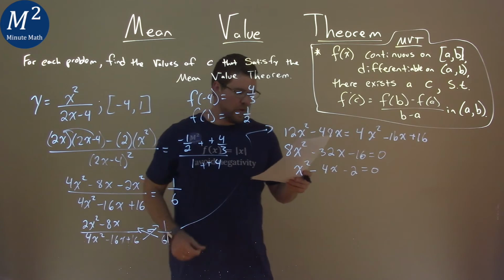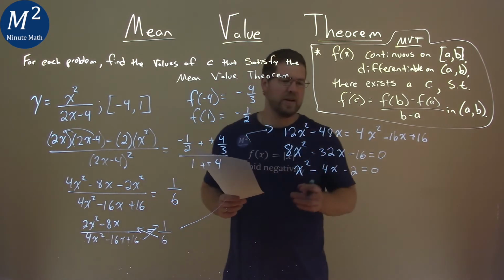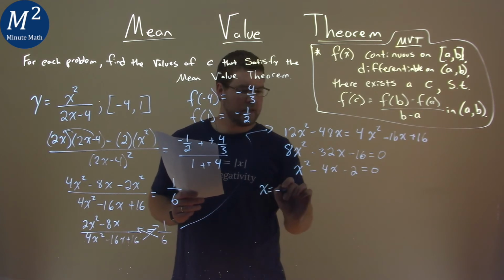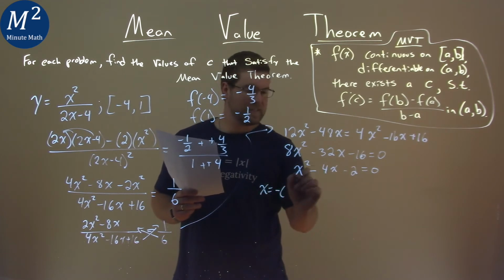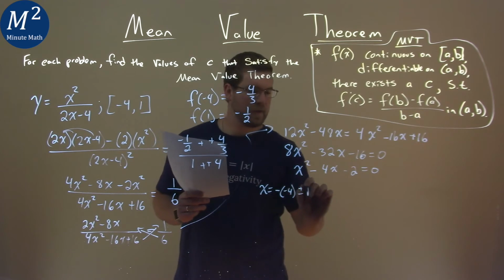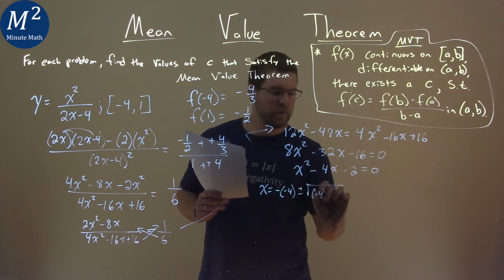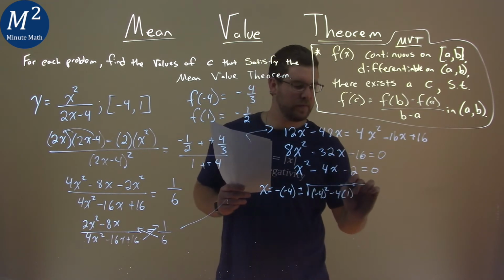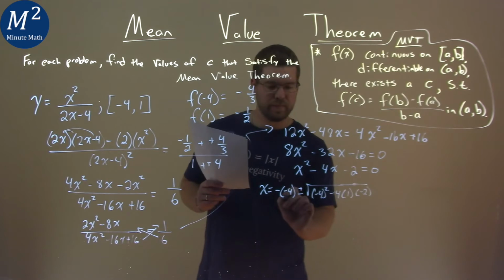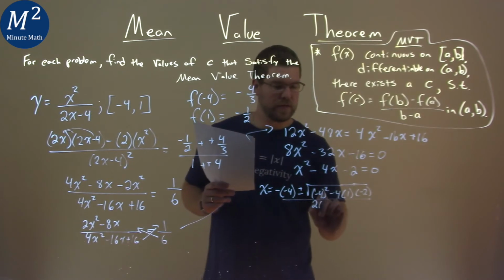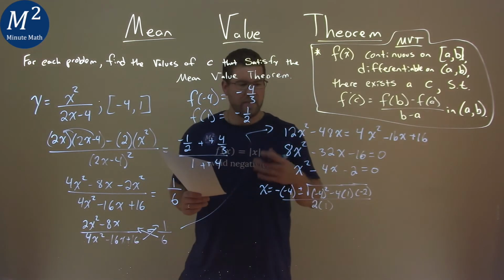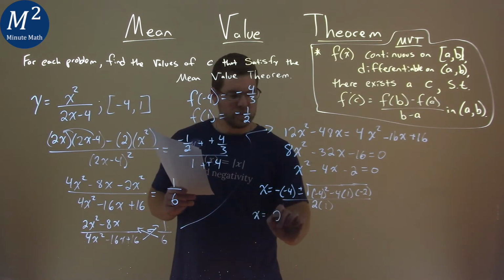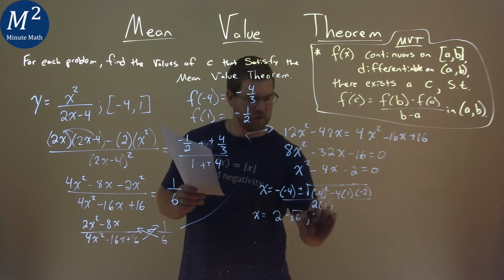So now from here, we have to use the quadratic formula. Setting it up, we have x equals negative b, which is negative 4, plus or minus the square root of negative 4 squared minus 4 times our a value, which is 1, and our c value, negative 2, all over 2 times our a value, 1. This simplifies all out to be x equals 2 minus square root of 6 and 2 plus square root of 6.